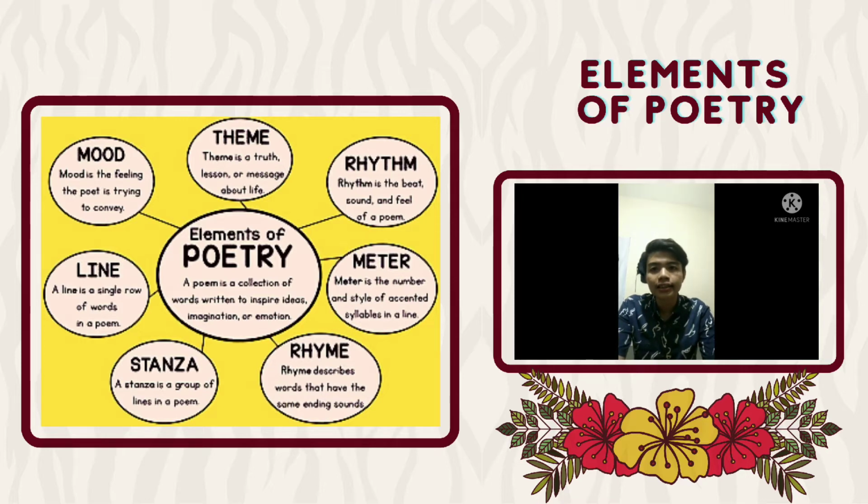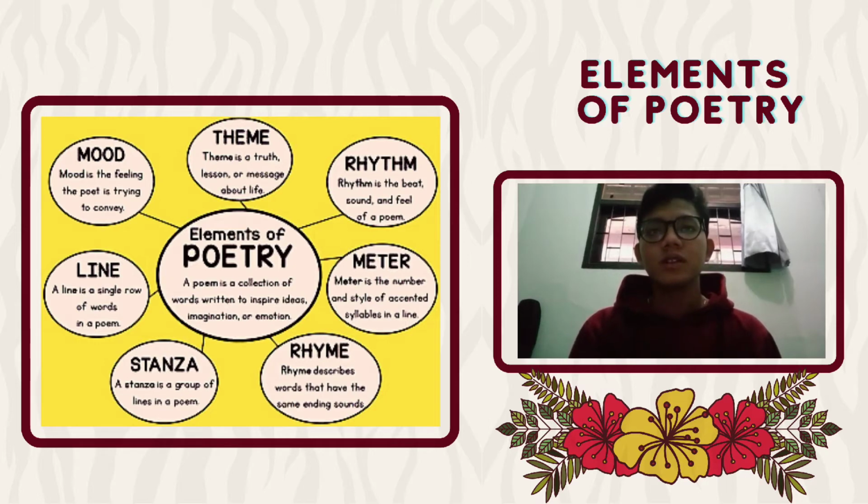Okay, then the types of poetry. There are 15 types of poetry, but my part only explains 3. Namely, the first one is blank verse. Then the second one is rhyme. And the third one is free verse.